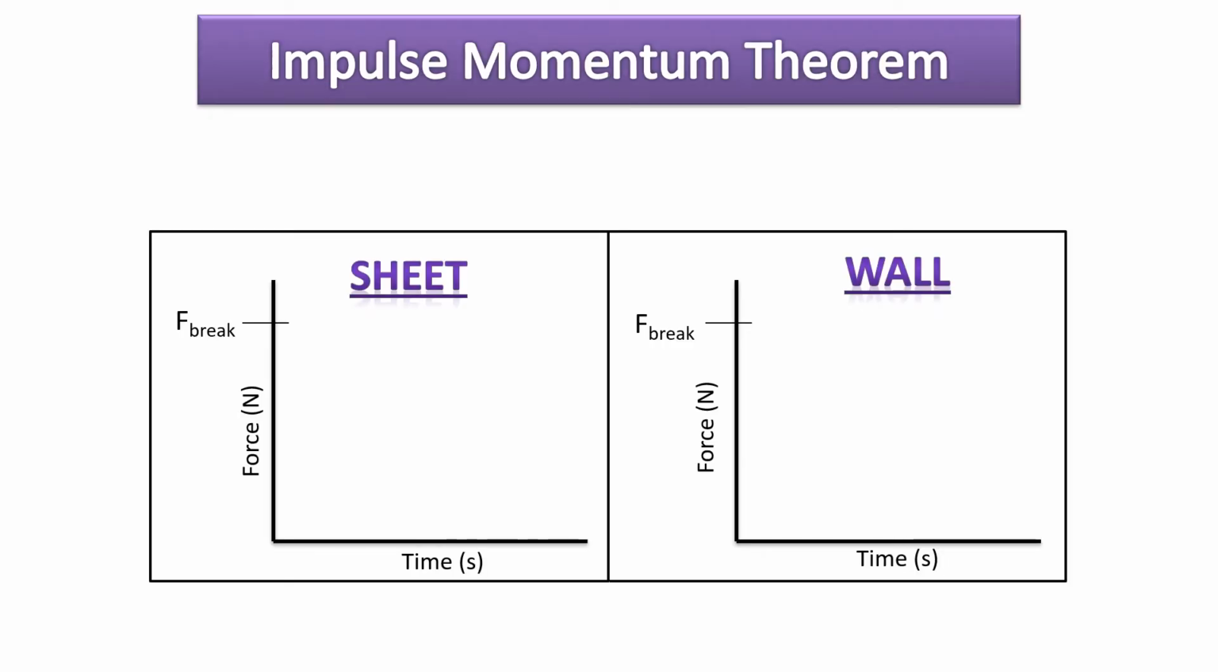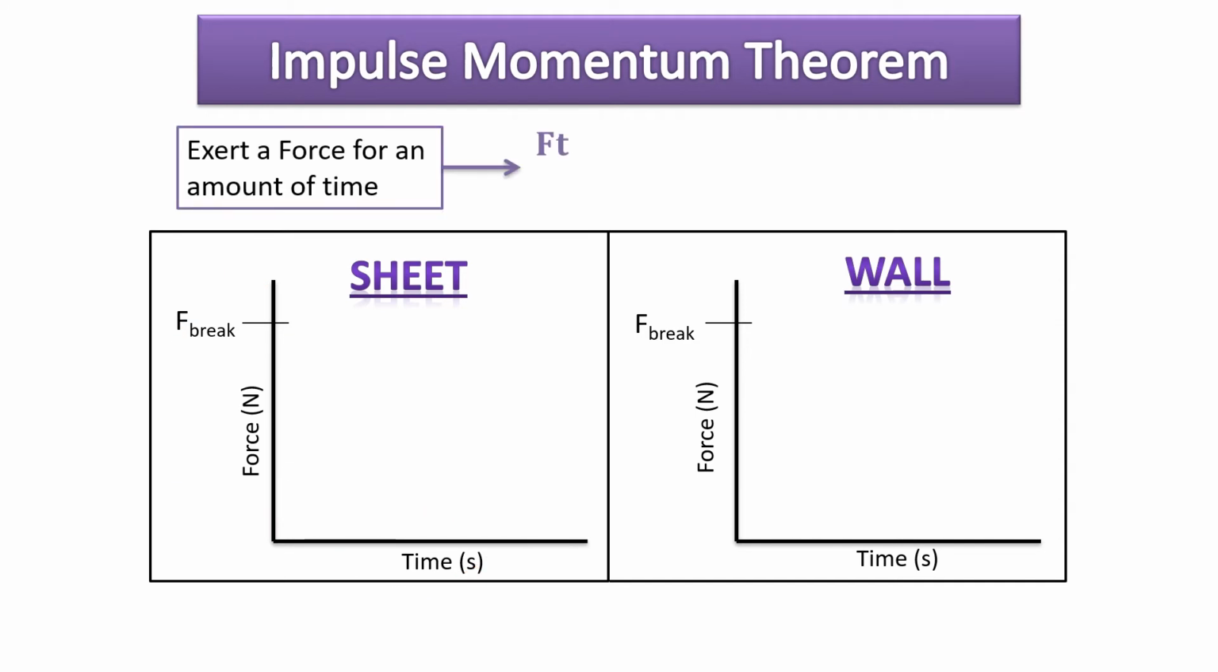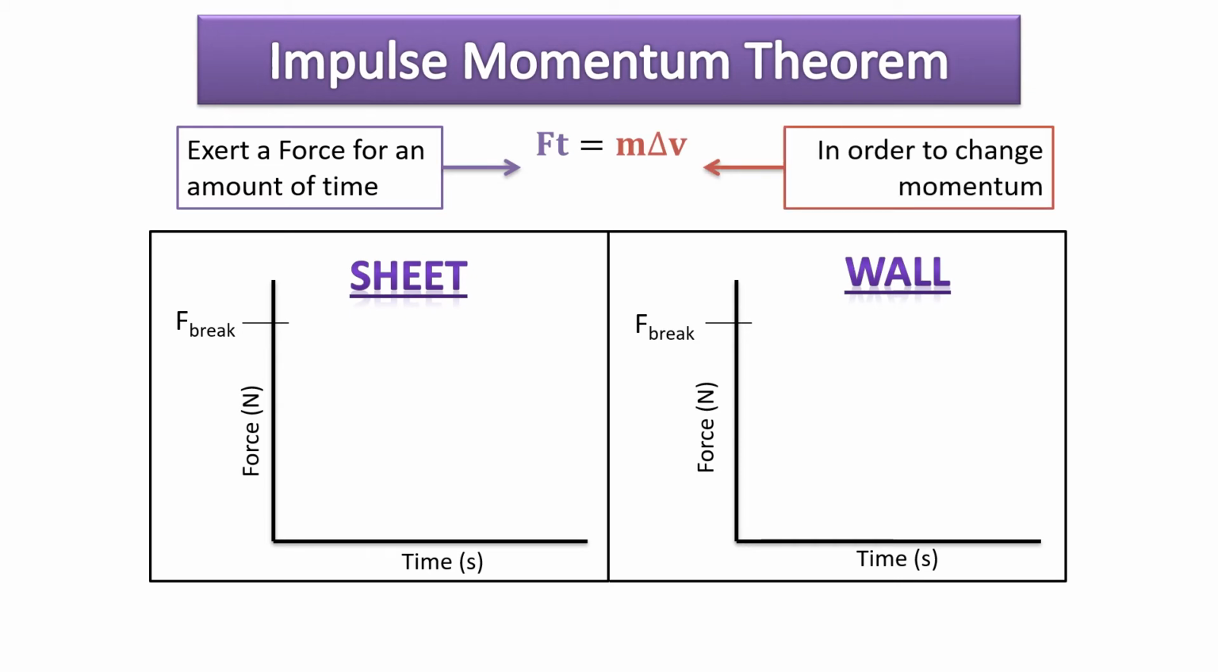So we have the sheet and the wall. We have the force on the y-axis, and time on the x-axis. So you want to exert a force over an amount of time in order to change the momentum. That's the whole idea behind the impulse momentum theorem. How you do so can change.